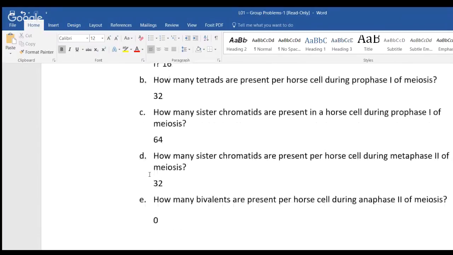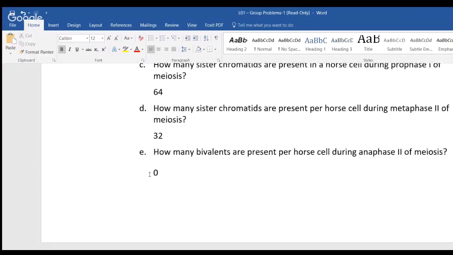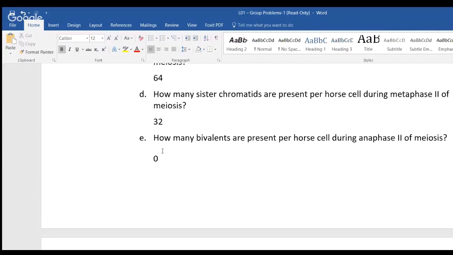In part E, we're wondering how many bivalents are present per horse cell during anaphase 2 of meiosis. Now, if we remember our question 2, we'll remember that bivalents are the homologous chromosomes that are paired together. After anaphase 2, all the separation has already happened. There's no grouping like that anymore, so there are only going to be 0. There won't be any at all.